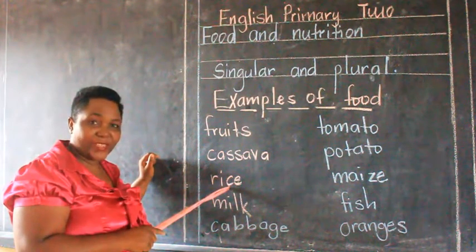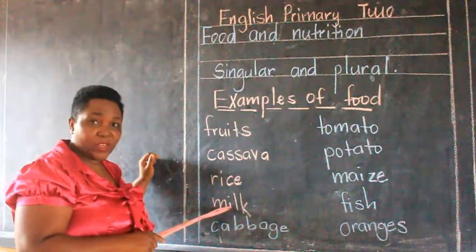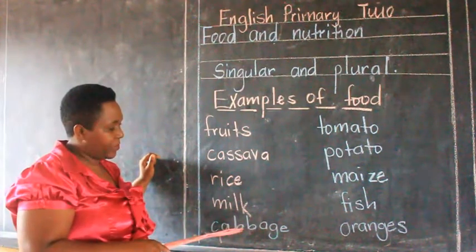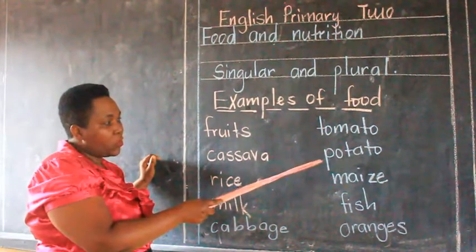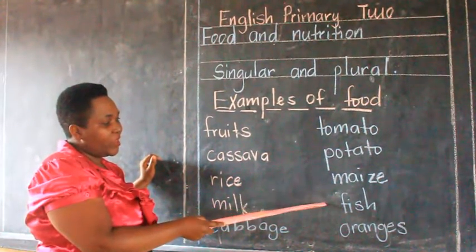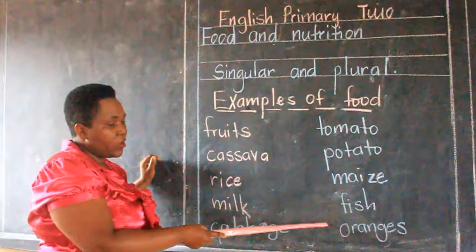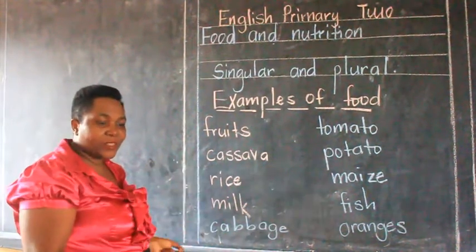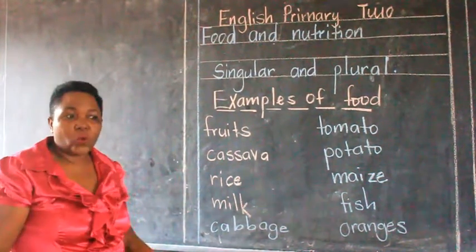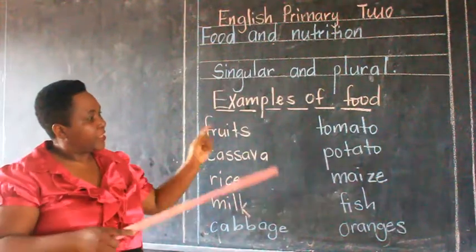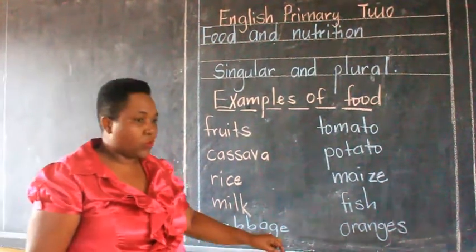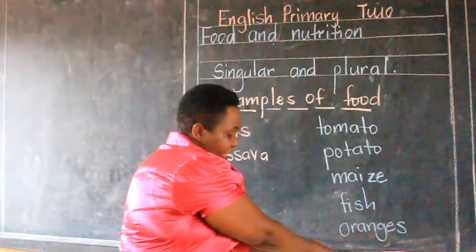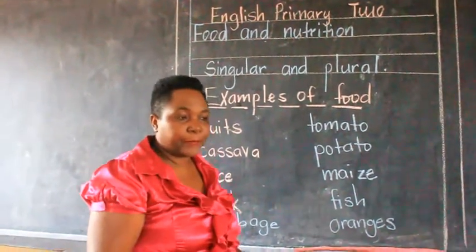I know we love rice with meat. We have the milk, we have the cabbage, we have the tomato, we have the potato, we have the maize, we have the fish, we have the oranges. But like I've said, it is not all. We have different foods that are not even here. So I came with examples of foods on the chart that I'm going to display.